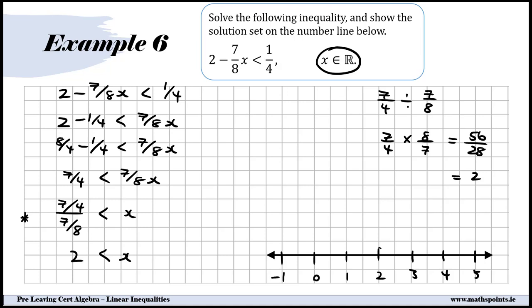2 is not a solution to this equation, so I'm going to put a hollow dot there where the 2 is. What I want to do now is color in or shade all of the numbers, fractions, decimals, everything that comes after 2. X is greater than 2, and so we color in the number line, and then at some point we put an arrow at the end just to demonstrate that it's going to be every number, decimal, fraction, and whatever it might be, bigger than 2 as far as infinity.